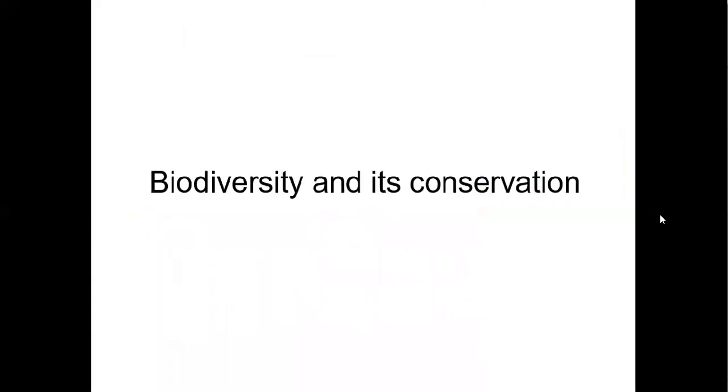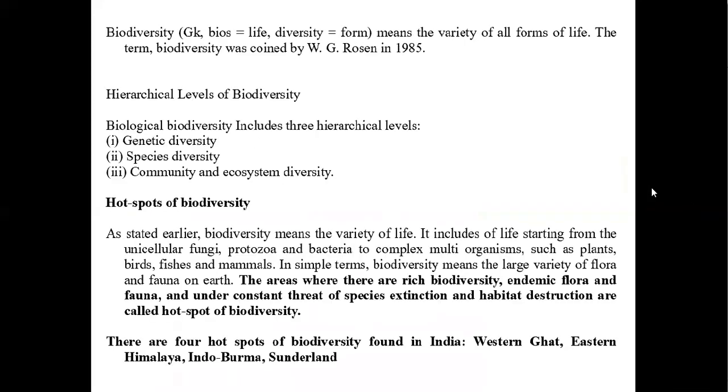And next topic is on biodiversity and its conservation. What is biodiversity? You can see here two terms are there: one is your bio, another one is diversity. As I have already discussed, bio means living. Diversity means variation. The variety and variability among living organisms is known as biodiversity. The term biodiversity comes from two Greek words: bios means life, diversity means form, which means the variety of all forms of life. The term biodiversity was coined by W.G. Rosen in the year 1985.